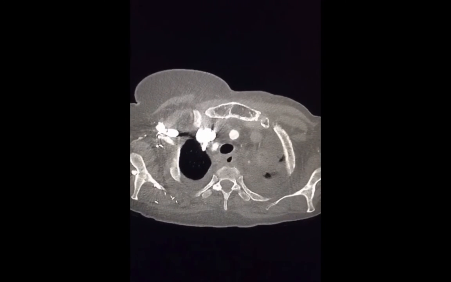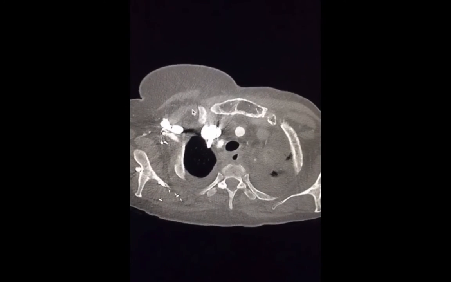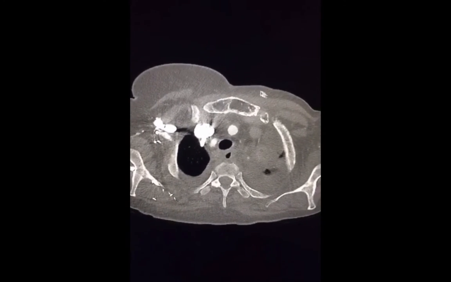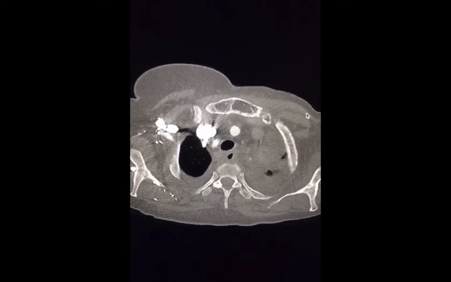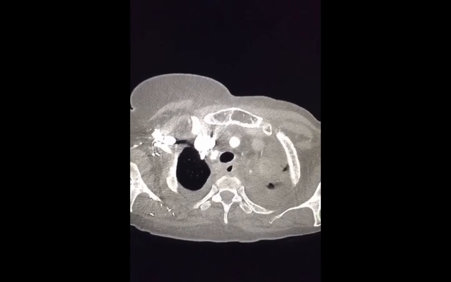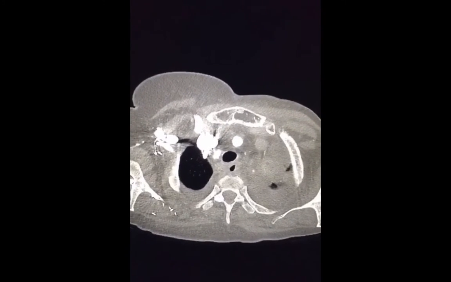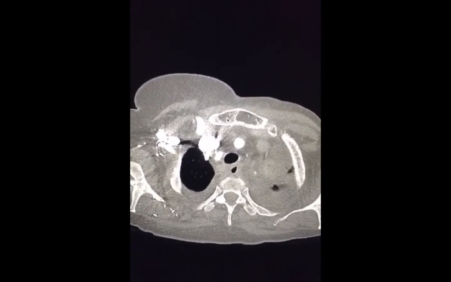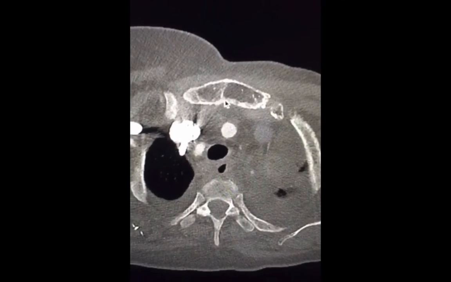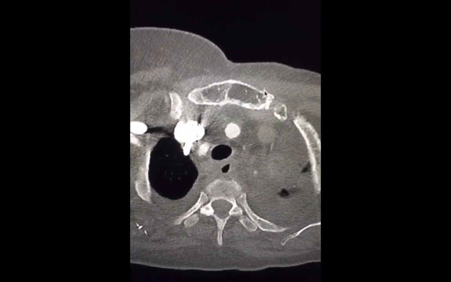This case is easier when you know the history, but the hint is on the image. This is the normal right breast. This is the absent left breast from prior mastectomy for breast cancer. And the patient received radiotherapy. The sternum was included in the field of radiotherapy. As a result, radiation-induced bone changes are seen in the sternum.